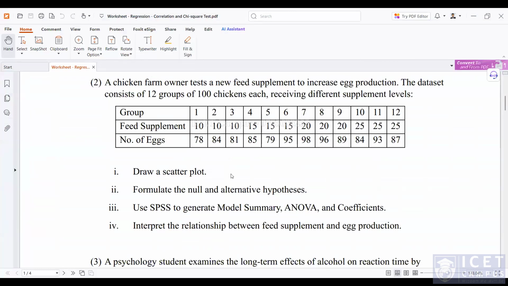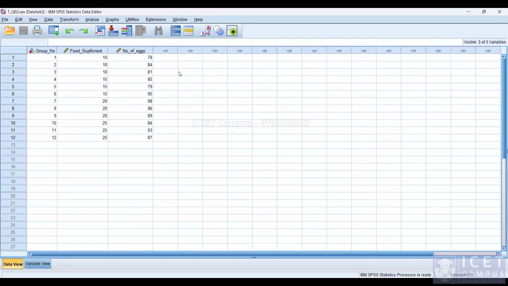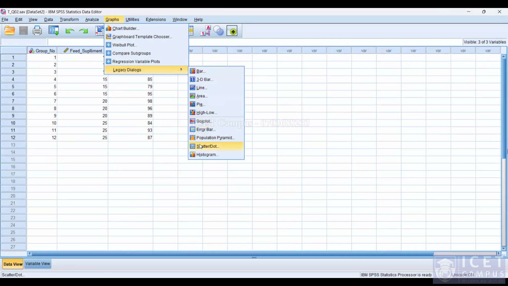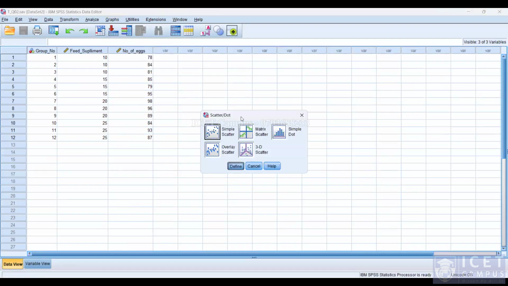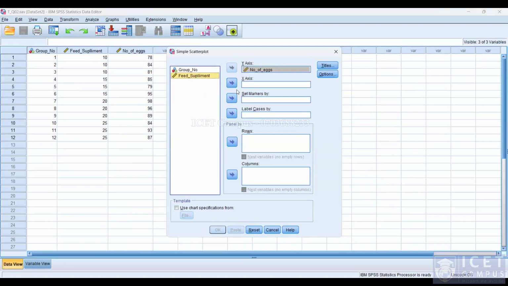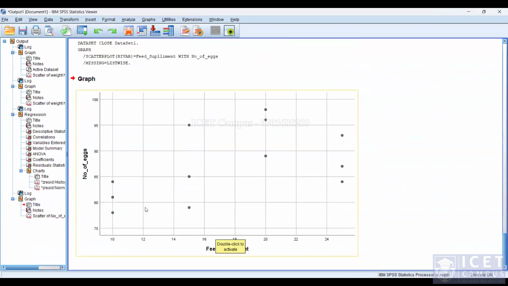Then let's see what the questions are. Draw a scatter plot. So we can draw the scatter plot for these two variables: feed supplement and number of eggs. Then we go to Graphs, Legacy Dialogs, Scatter plot, Simple Scatter. Number of eggs is the dependent variable, and food supplement is the other. Then you can see here it's very difficult to predict. We can see there is a positive relationship, but it's very hard to judge the relationship from the numbers.